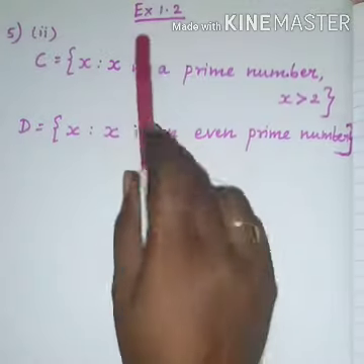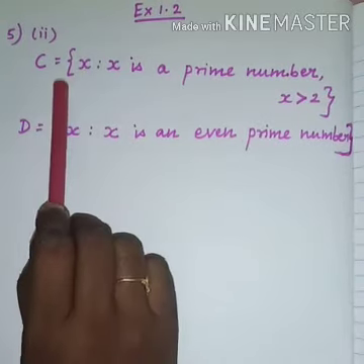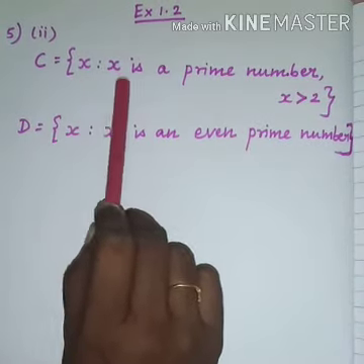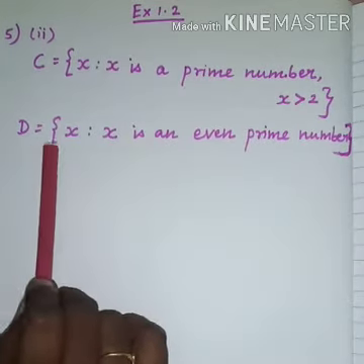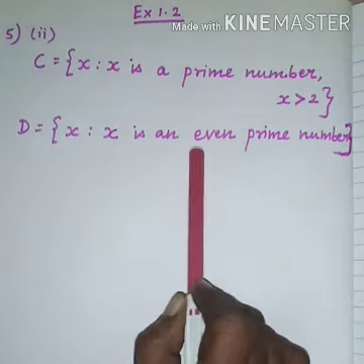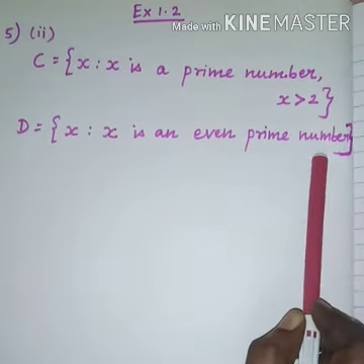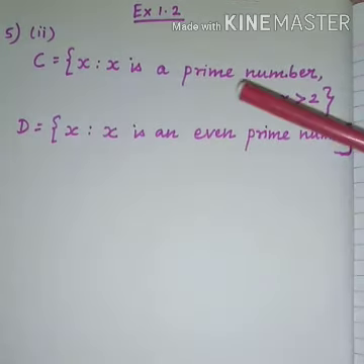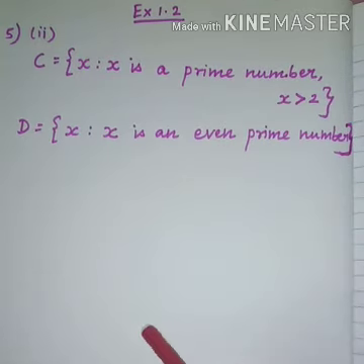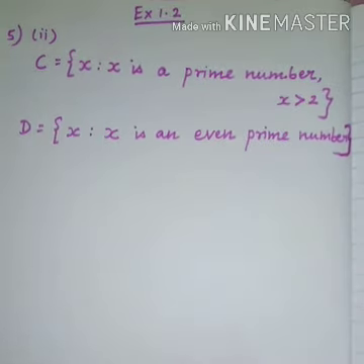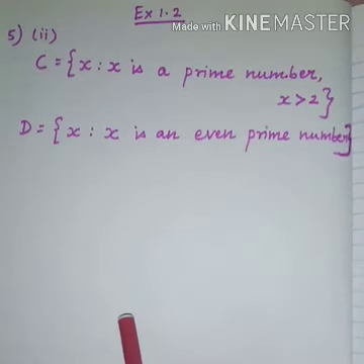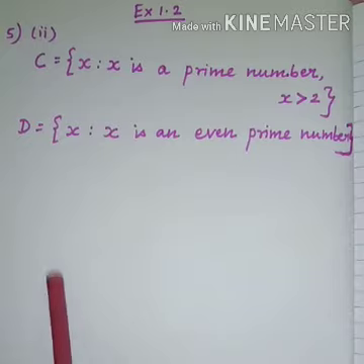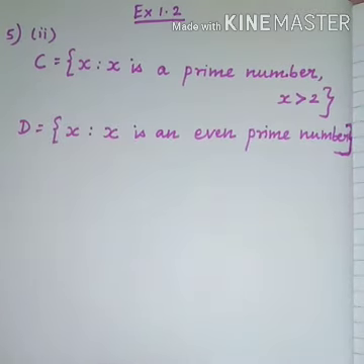Next is exercise 1.2, fifth sum, second subdivision. C is equal to the set of X such that X is a prime number, X is greater than 2, and D is equal to the set of X such that X is an even prime number. We have to check whether C and D are disjoint sets or overlapping sets. For that we have to find C intersection D. So find the elements of C first.